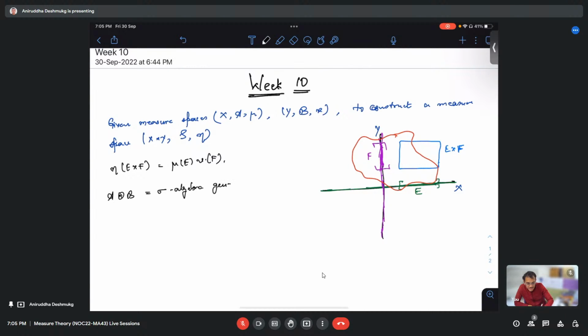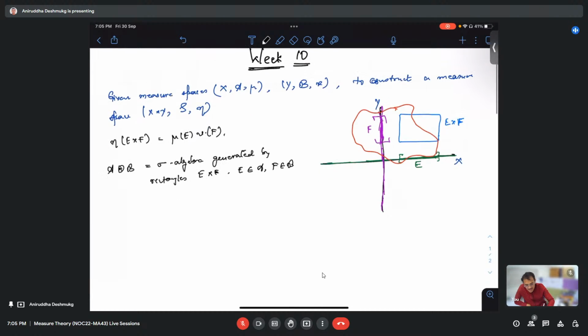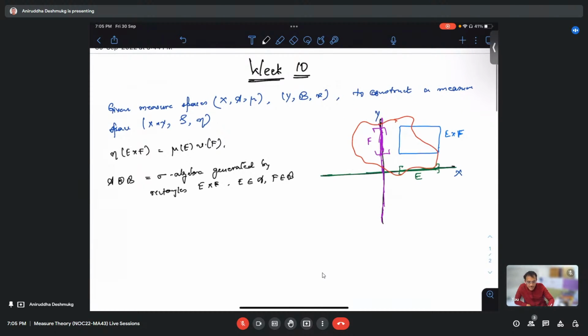Sigma algebra generated by rectangles of the form E cross F, where E comes from A and F comes from B. And with this generated sigma algebra, we would like to define some notion of measure. And that is done by getting the outer measure first. So eta is defined on rectangles. This is the set of all rectangles.